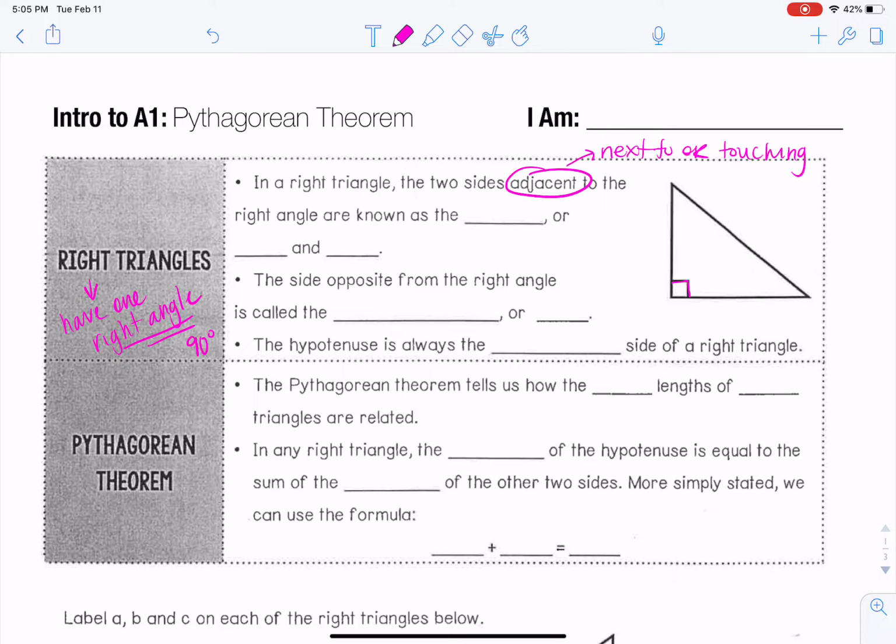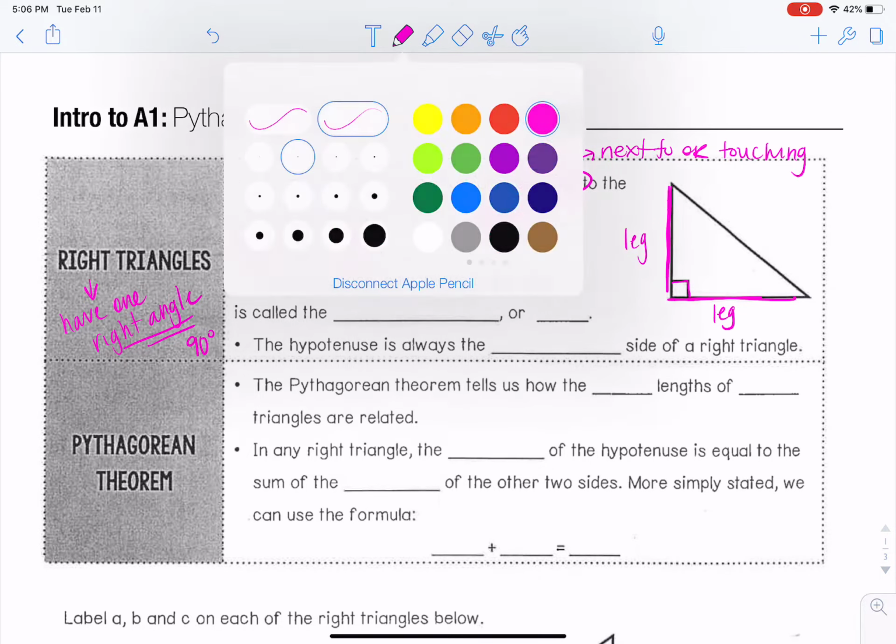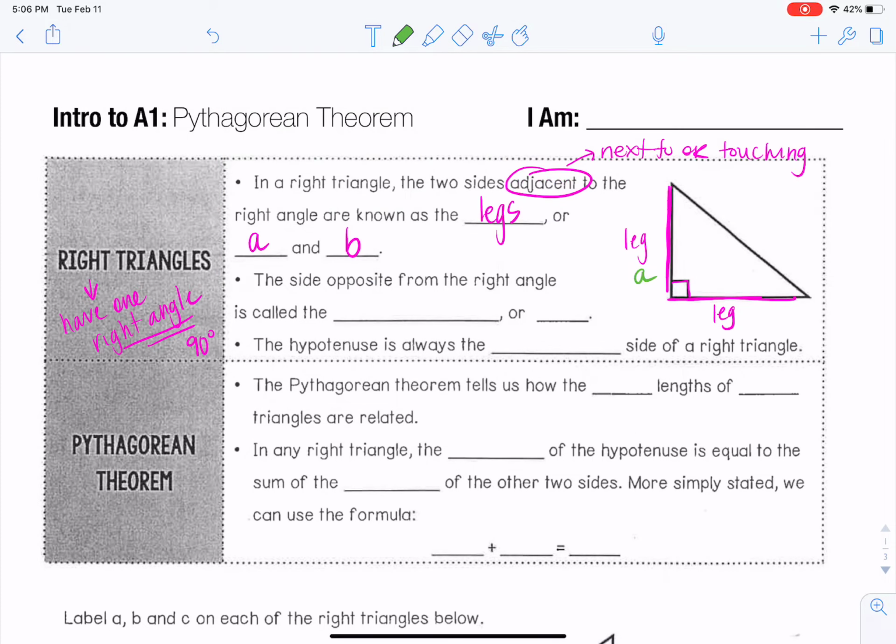So if I look at the two sides of this triangle that are touching the right angle, I'm specifically talking about this side and this side. These are called the legs of the triangle. So this is a leg and this is a leg. Typically when we talk about the Pythagorean theorem, they are labeled as A and B. I'll call this side A and this side B. I could very well switch this up and call this side B and this side A. They are pretty interchangeable because they are both legs. So here's leg A and leg B.